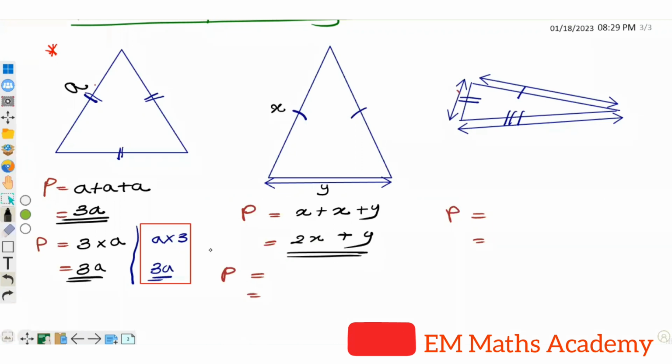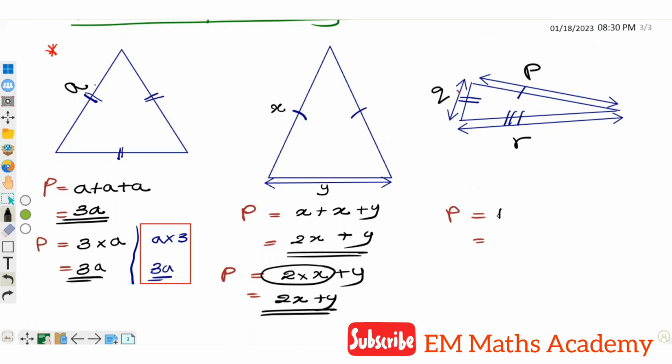And what is our next method? We know that there are 2 sides which are equal in size. So it is 2x, 2 multiplied by x. So 2 multiplied by x plus y. Here we give the priority for the multiplication. So it is 2x plus y. If you want, you can write it at once. Okay. But in this case, if we take this is P, this is Q, and this is R, so P plus Q plus R.